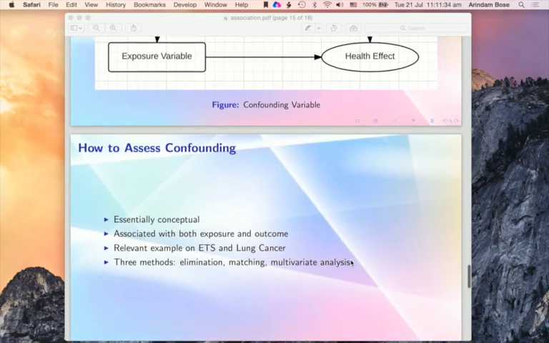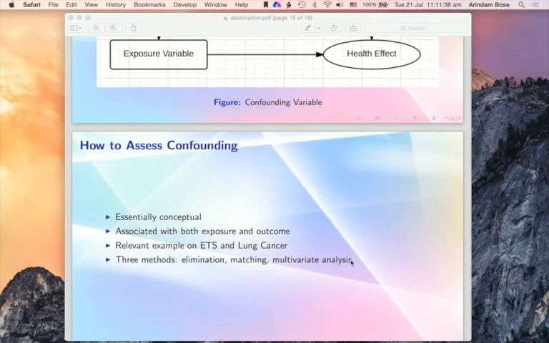Now, another issue that needs to be understood about confounding variable is this: that confounding variables are essentially conceptually determined. In other words, if you would like to know whether a particular variable is a confounding variable or not in the association between an exposure and an outcome, one needs to consider whether there are theoretical issues that need to be considered.